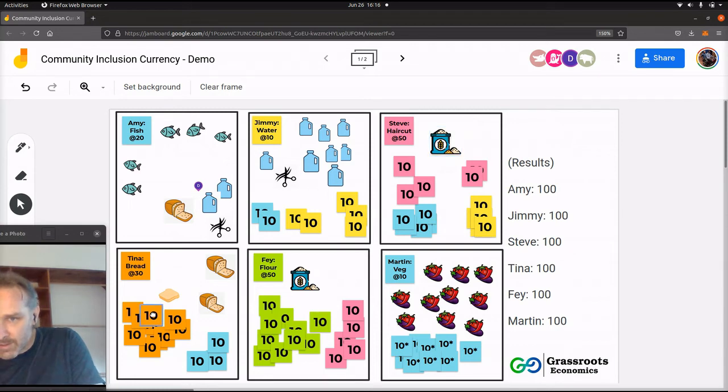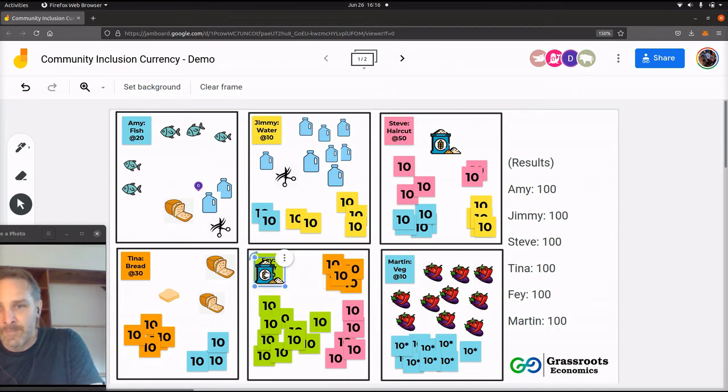Tina is going to also buy some flour because she needs it to make her bread here. So this is a little bit like getting into sort of supply chains. What do people actually need in the system? What's missing in the system is very important as well, in terms of how these community currencies are going to grow. Faye is going to go ahead and buy maybe some of the bread here.